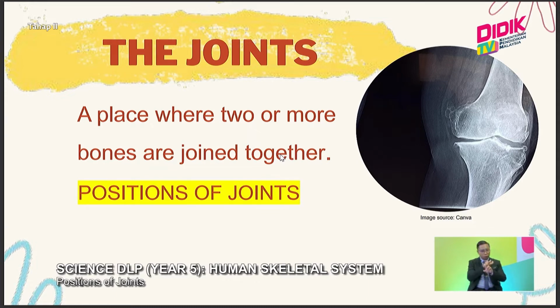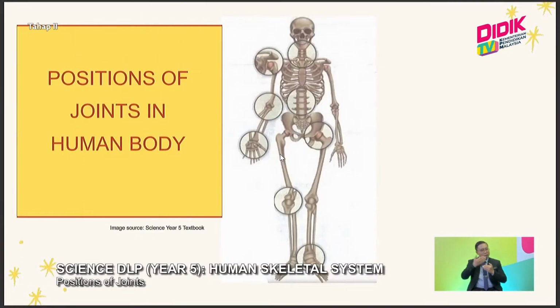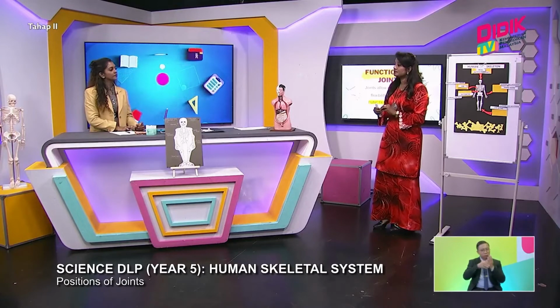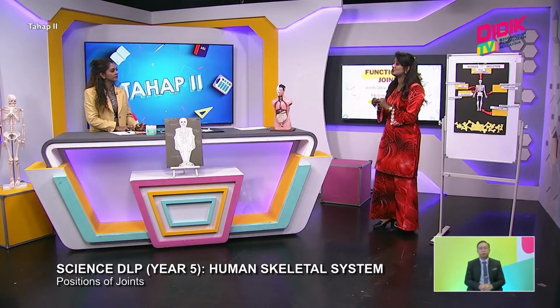Can you hold that? The bones there down at the hand. Yeah, there are two bones joined. You can see the joints there. These are the meaning. What's the meaning of joints? Okay. Next, we are going to learn about position of joints in the human body. There are few positions of joints in the human body. There's a function of joints here. Joints can make us move.